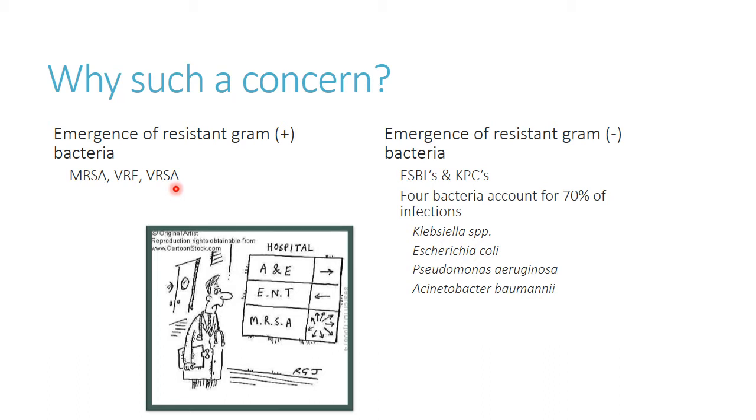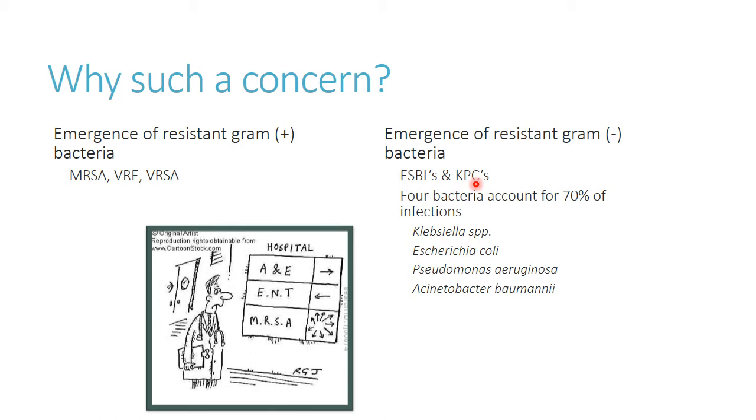So it's one of those things where we need to curtail this resistance, otherwise these bugs are going to be the ones taking over, right? So it's no good. We also see gram-negative resistance is really bad. You have things like ESBLs, or extended spectrum beta-lactamases. We'll talk about what those are in a second. We also have these Klebsiella-producing carbapenemases. We'll talk about those a little bit later as well.